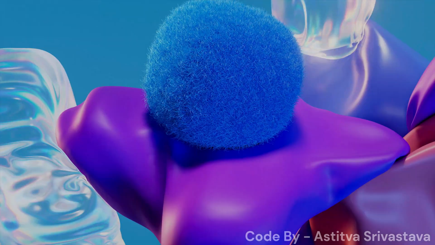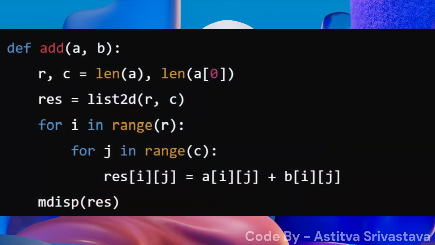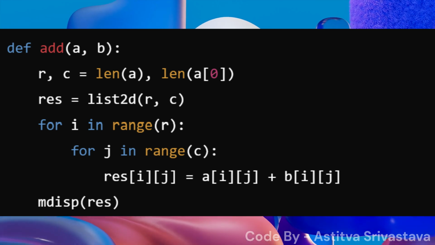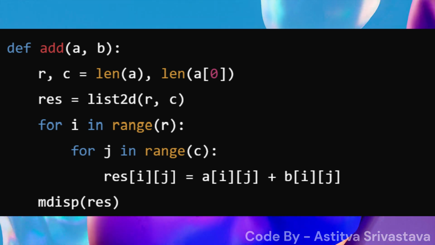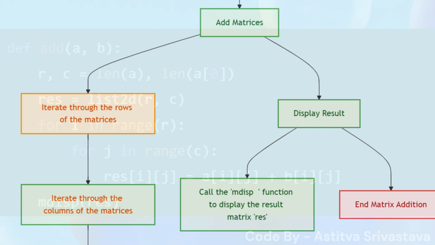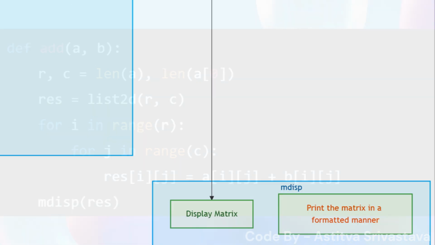Now for matrix addition, subtraction, and multiplication. This function adds two matrices, A and B. First, it retrieves the number of rows R and columns C of the matrix. It initializes an empty matrix RES using list2d(R, C). The function then loops through each row I and column J of the matrices, adding corresponding elements of A and B and storing the result. Finally, it calls mdisp(RES) to display the resulting matrix.